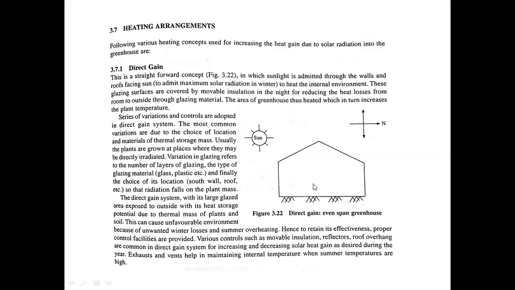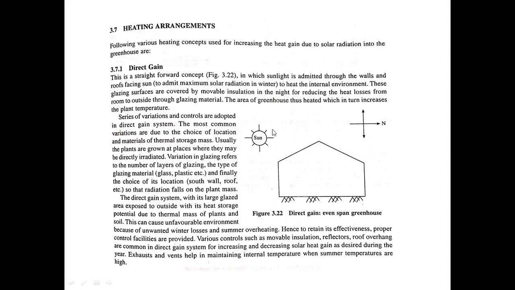For the heating arrangements, I'll read it. The following heating concepts are used for increasing the heat gain due to solar radiation into the greenhouse. First is direct gain. This is a straightforward concept in which sunlight is admitted through the walls and roof facing the sun to admit sunlight into the environment. These glazing surfaces are covered by movable insulation at night for reducing the heat losses from the room to the outside through the glazing material. The area of the greenhouse is thus heated, which in turn increases the plant temperature.